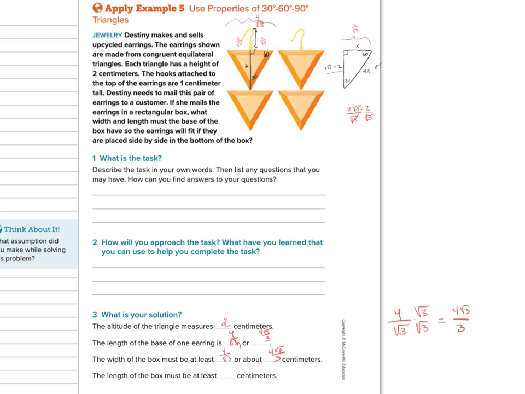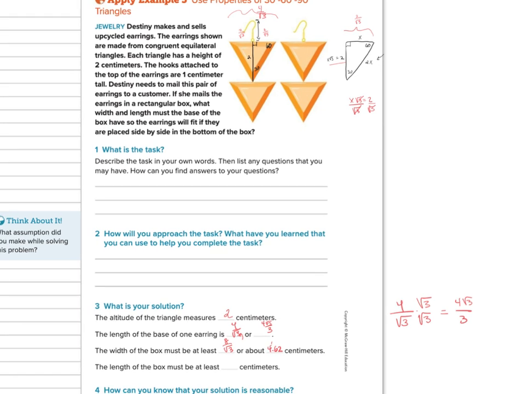The width of the box must be at least, well, if we're going to put 2 earrings next to each other, we're going to have to multiply that times 2. If one earring is this wide, then the second earring would be times 2. So I think we would end up with 8 square root of 3 over 3, or in decimal form, it's probably 4.62-ish. So the width must be 4.62 centimeters, and then the length of the box must be at least how many centimeters.